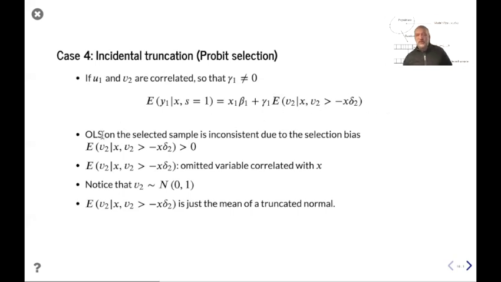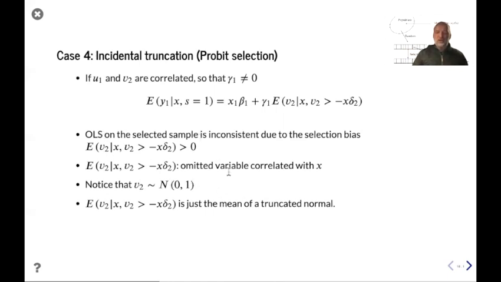So OLS on the selected sample is going to be inconsistent due to the selection bias, because this part here is going to be positive. It's a mean of a truncated normal. We're assuming that we are looking at a distribution where v has a 0 mean, but then we select only part of that distribution, namely those v2s that are bigger than some particular values. So that's going to be bigger than 0, and that's a selection bias.